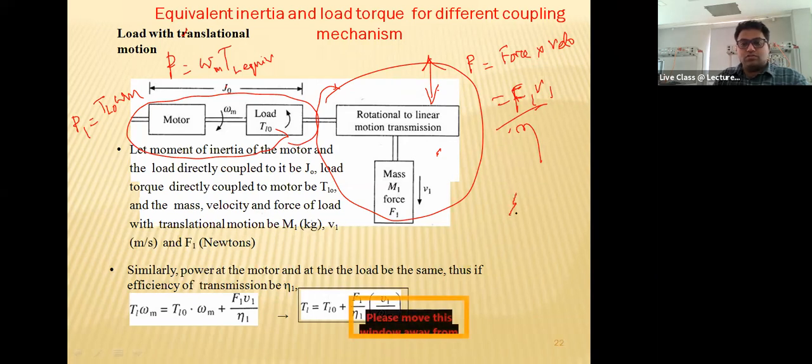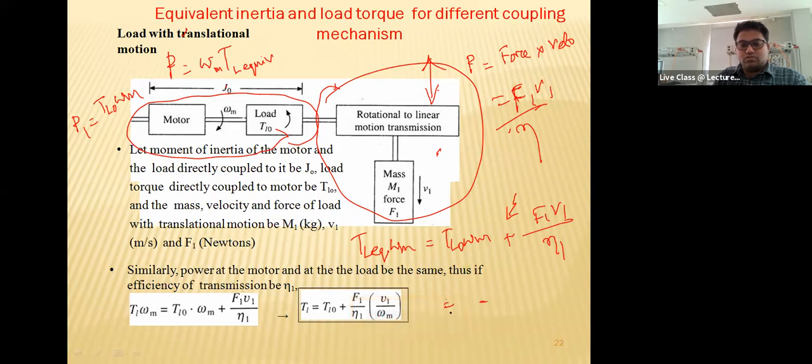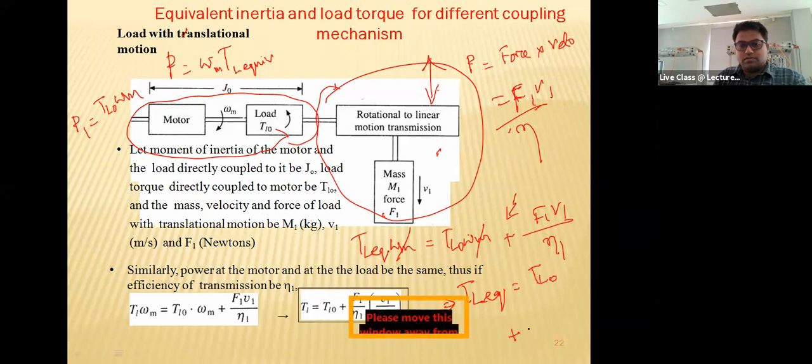So what is the total energy requirement? That is T L equivalent into omega m, which is equal to T L naught omega m plus F1 V1 by eta 1. That is the transmission efficiency. So if we cut out the omega m, we get T L equivalent is equal to T L naught plus F1 V1 by eta 1, that's it.